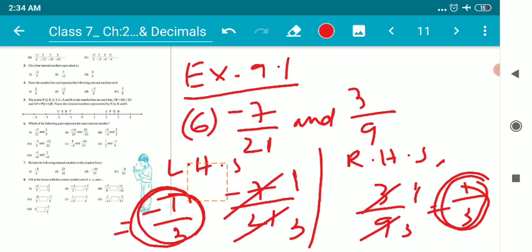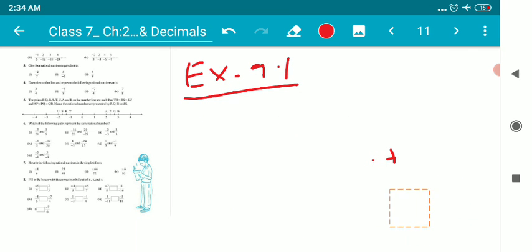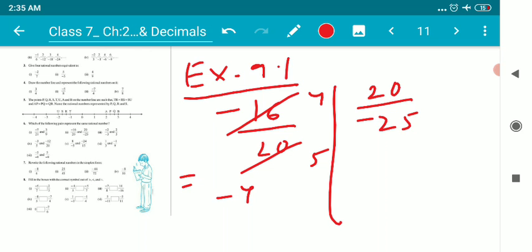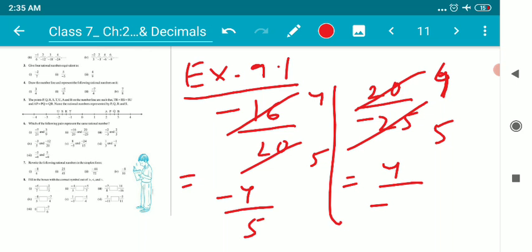Let us check the next number. The next number is minus 16 by 20 and the other number is 20 by minus 25. Let us check. 4 fours are 16, 4 fives are 20. I am getting minus 4 by 5. In my right hand side, the number is 20 by 25. Let me cancel with 5. 5 fours are 20, 5 fives are 25. Answer is 4 by minus 5.